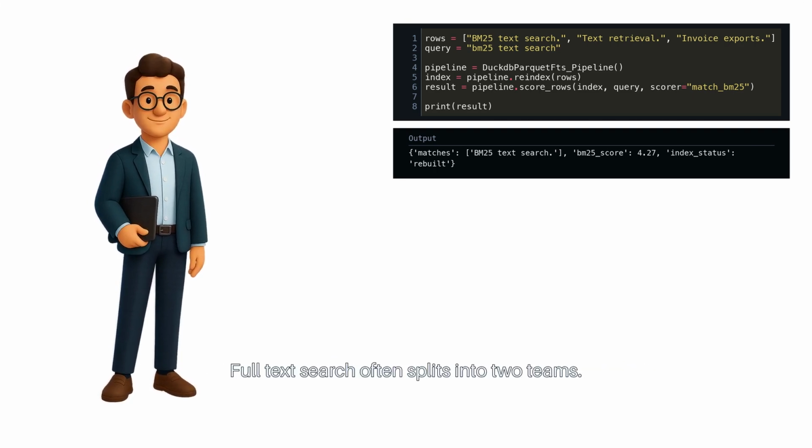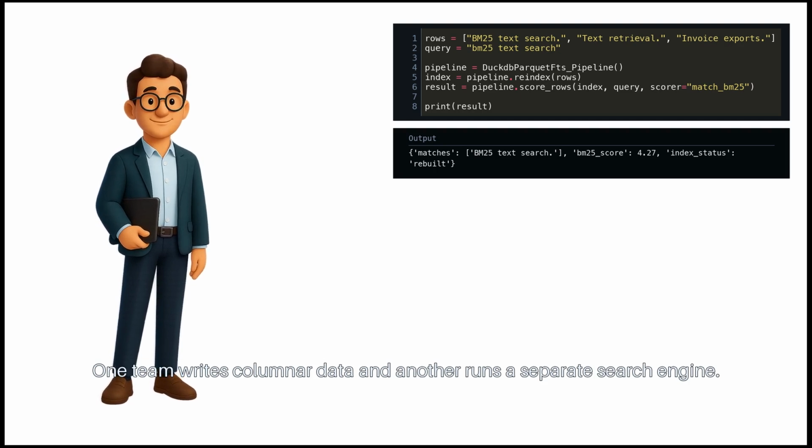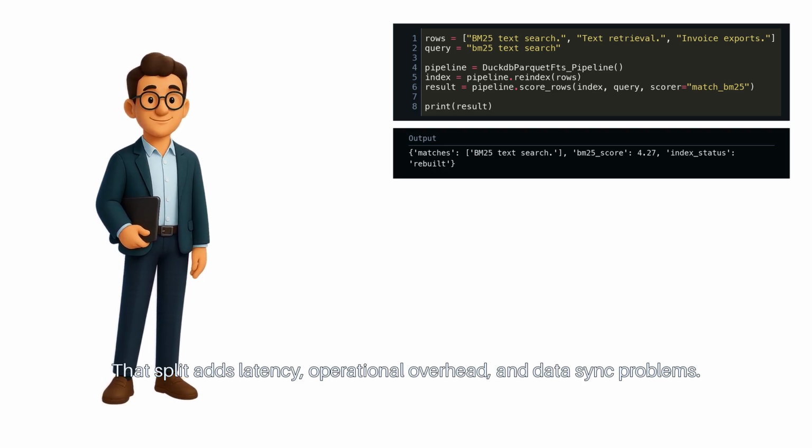Full text search often splits into two teams. One team writes columnar data, and another runs a separate search engine. That split adds latency, operational overhead, and data sync problems.